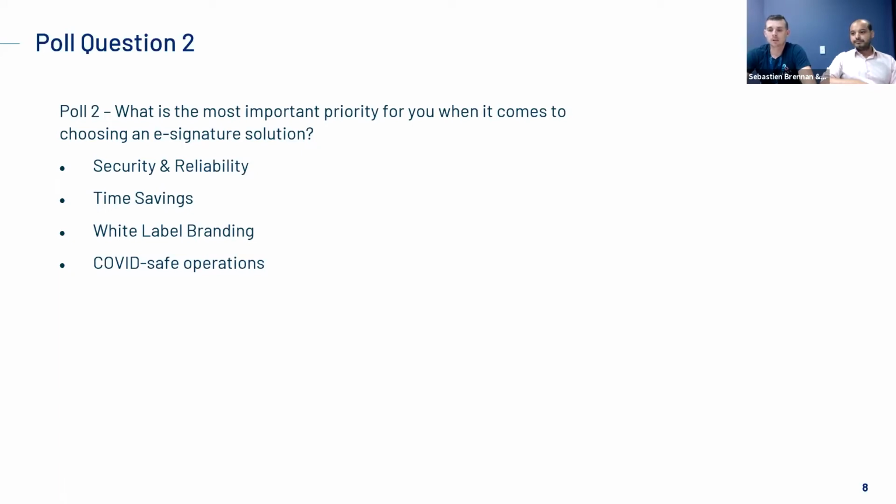At the moment, it looks pretty unanimous in two of the categories, so we'll close that now and share the results. 55% of you have stated security and reliability, and 43% have mentioned time saving as the two biggest factors. So Ahmad, do you want to just take us through the next section, going through the features and benefits?